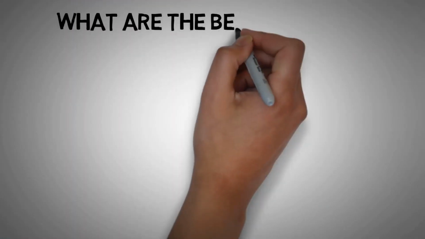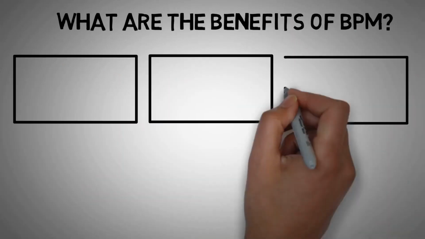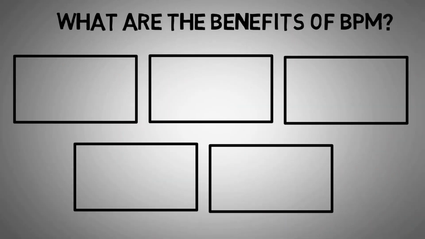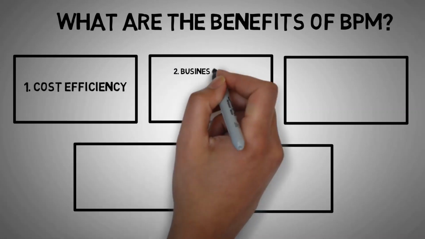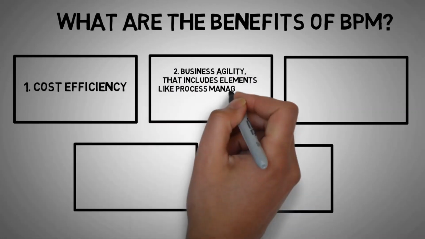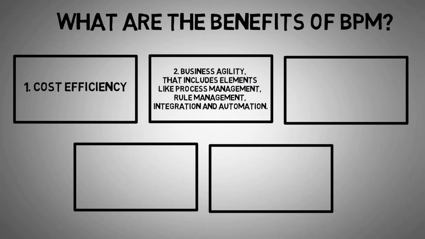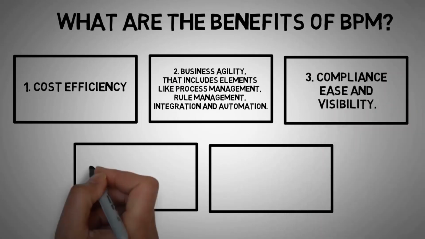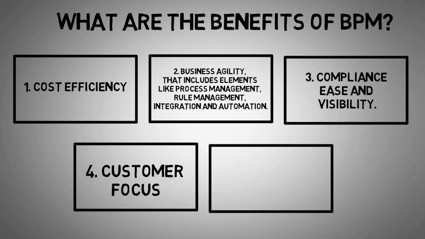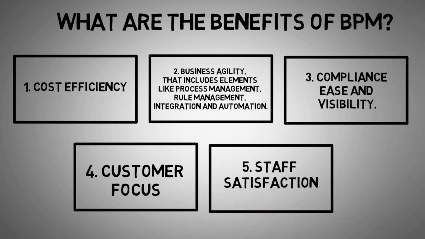Now, what are the benefits of BPM? There are 5 major benefits of business process management. 1. Cost efficiency. 2. Business agility, which includes elements like process management, rule management, integration, and automation. 3. Compliance ease and visibility. 4. Customer focus. 5. Staff satisfaction.